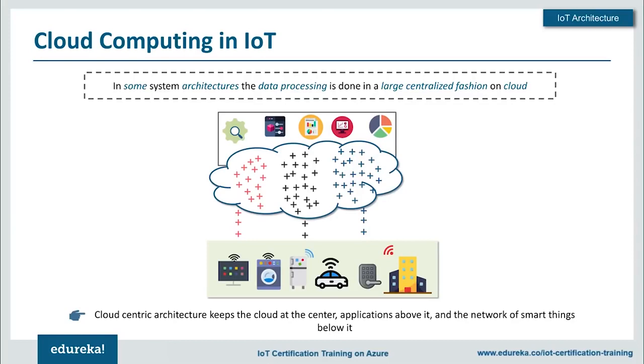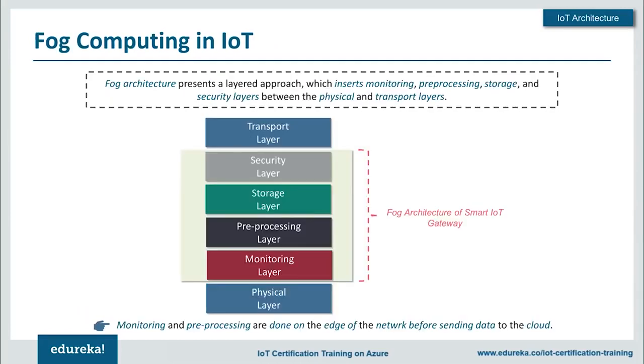But let's say I'm in a system where I need immediate response. In those cases, I can go with my fog computing. Now, again, fog computing is something that represents a layered approach wherein we actually insert monitoring, pre-processing, and storage with the security layer between the physical and the transport layer. Let me just go back a few slides here to help you understand this.